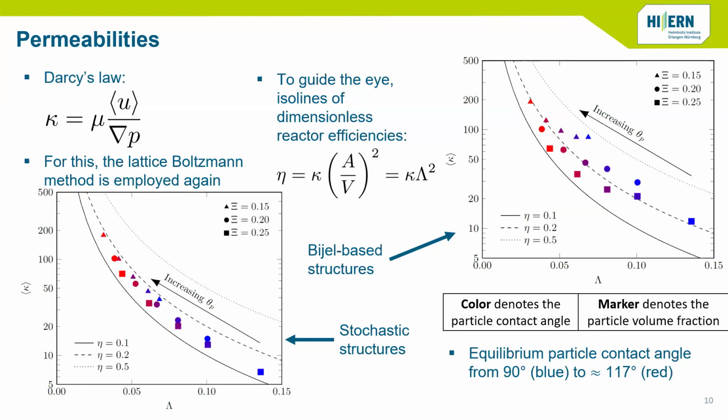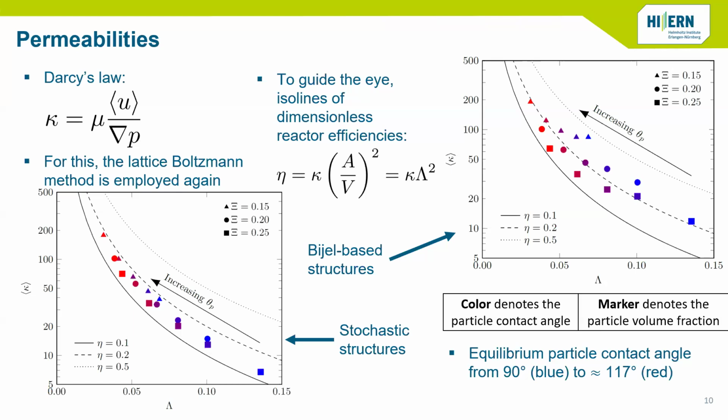On the left here, we've plotted the stochastic structures for varying particle volume fractions denoted by the markers, as well as varying equilibrium contact angles of their equivalent Bijels denoted by the colors. As you can see, for basically all the simulations that we did, they more or less appear to lie on the same isoline. However, if you make such a plot for the Bijels, you can see that this is not really the case. There is some kind of increase in the reactor efficiencies, especially for very small equilibrium particle contact angles, as you can see, for instance, for these data points here.